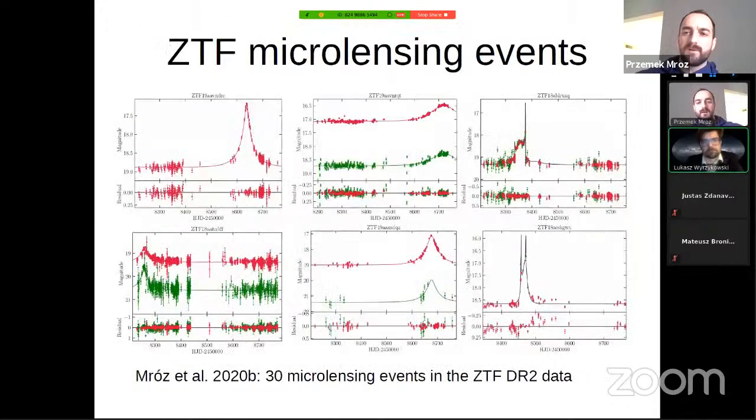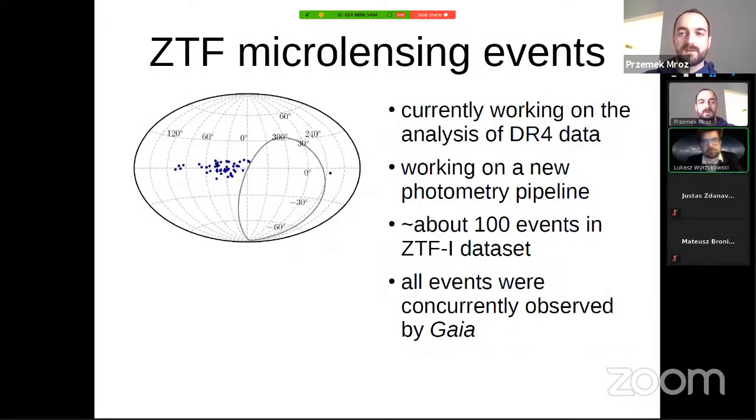So far, I've published a list of only 30 microlensing events that were found in ZTF DR2 data. Here are some example light curves, but I am currently working on the analysis of a much larger data set from DR4. So far I found about 100 events that are just plotted here in this picture. However, I expect that there should be many more events hidden in the data, and currently I'm working on a new photometric pipeline that should allow me to find more events. But these numbers are roughly consistent with my expectations based on the galactic models.